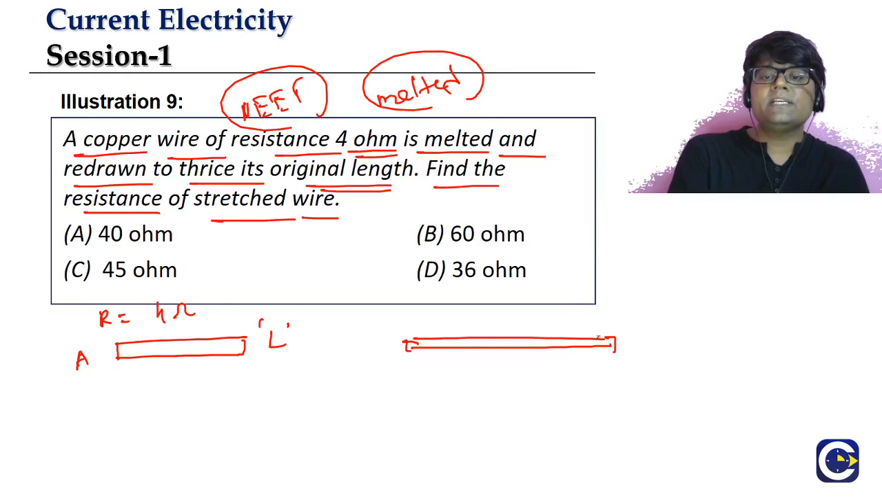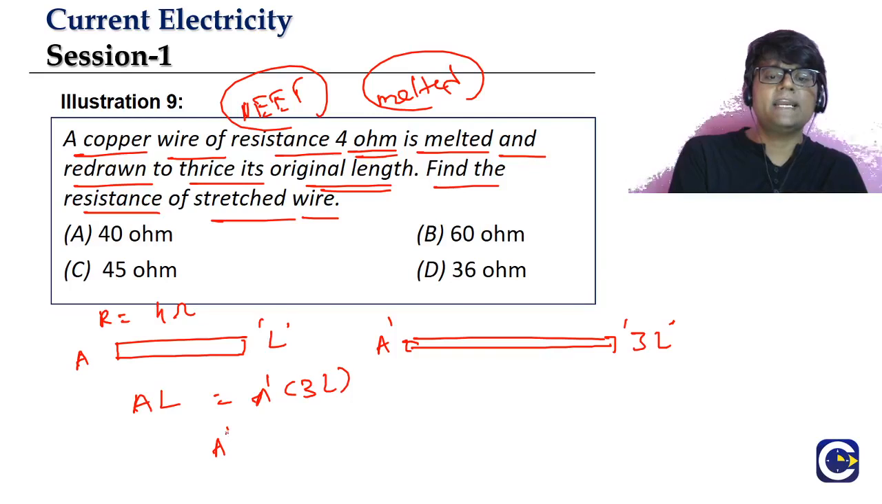When we stretch it to 3L, volume must be constant, because we are not creating the material as such. We are just melting the copper and making it three times the length. So initial volume is A into L. Let us say the final area is A dash, which will be equal to A dash into 3L. Means what is the A dash value? A by 3. So the final area is going to become 1/3 of the original area.